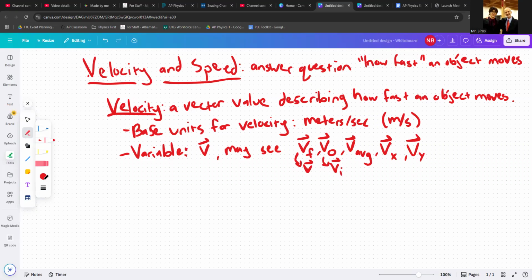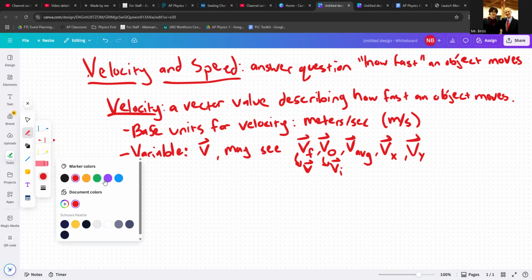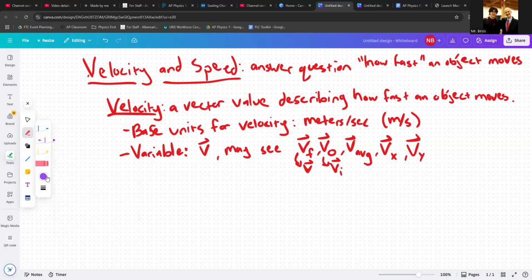All right, so those are the variables. This leads us to a spot where that middle one, V average, is significantly different from the others, to the degree that we want to talk about it. When we talk about equations, especially for finding velocity, there's a very important difference between average and instantaneous velocity. So we're going to distinguish between average and instantaneous velocity.